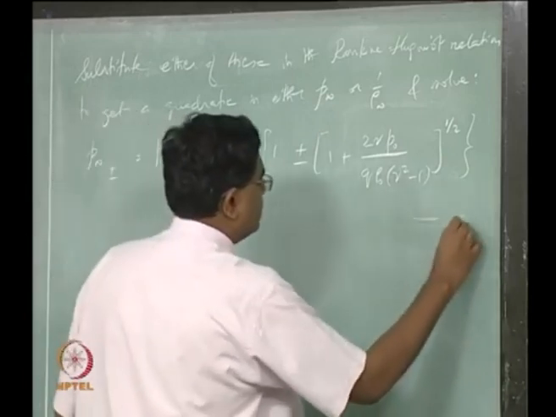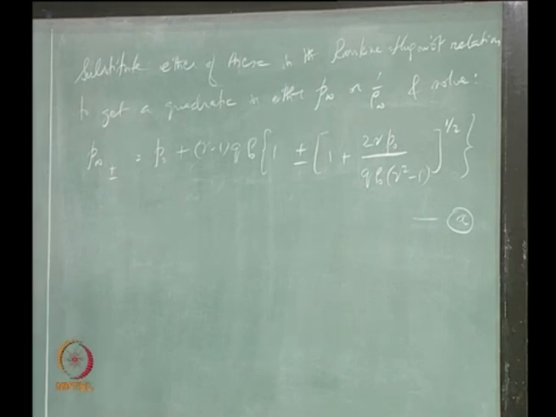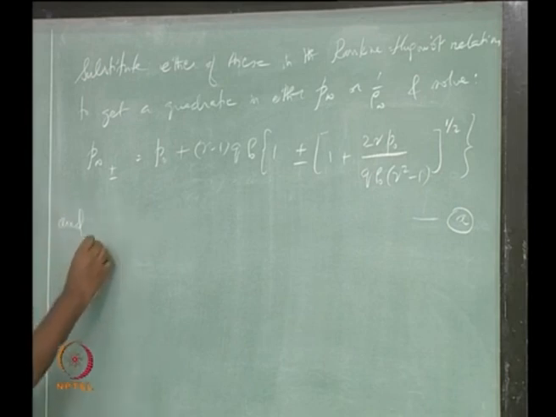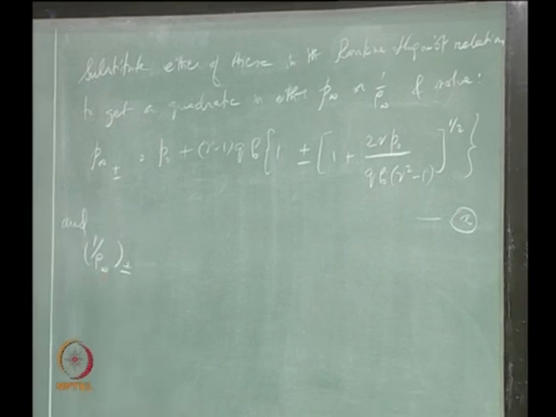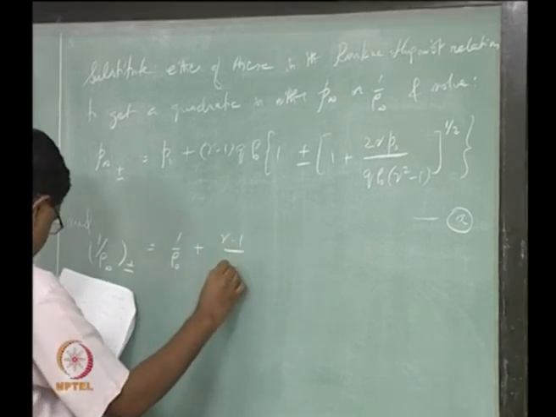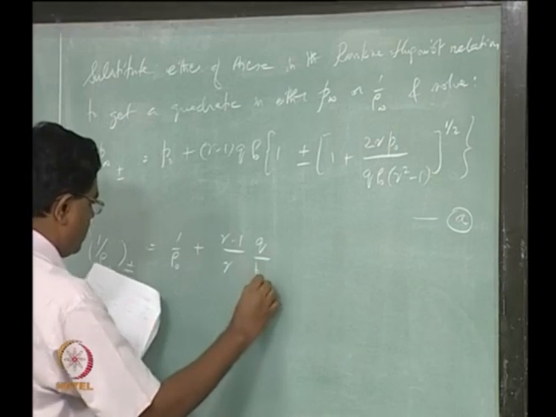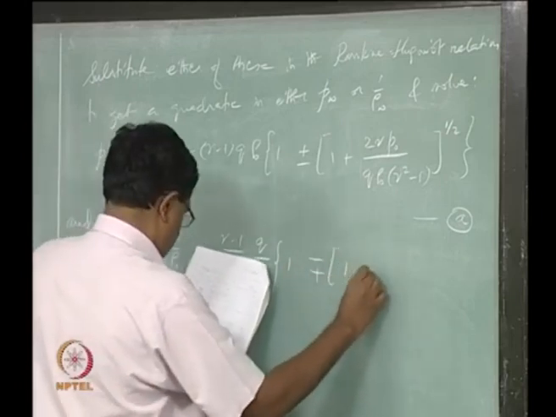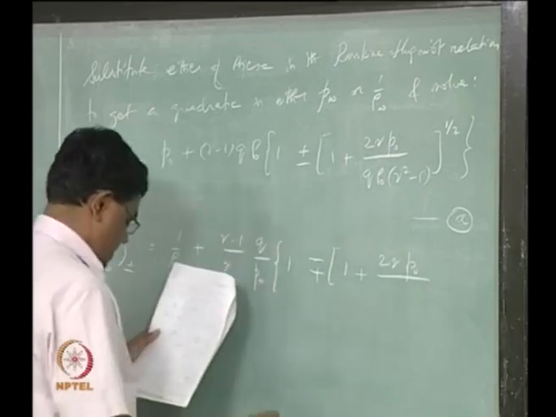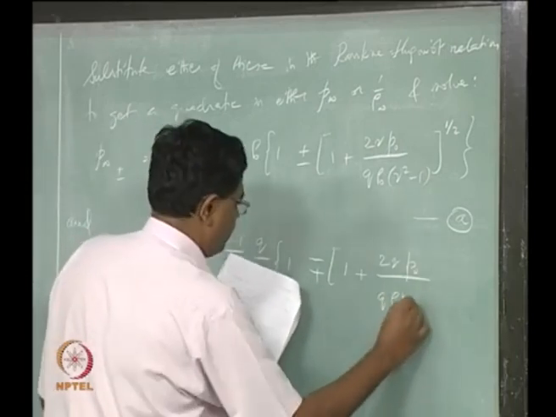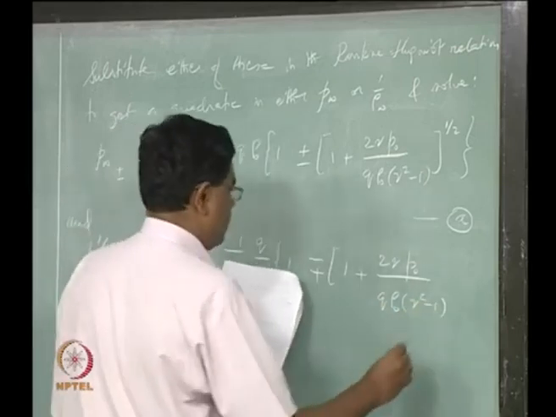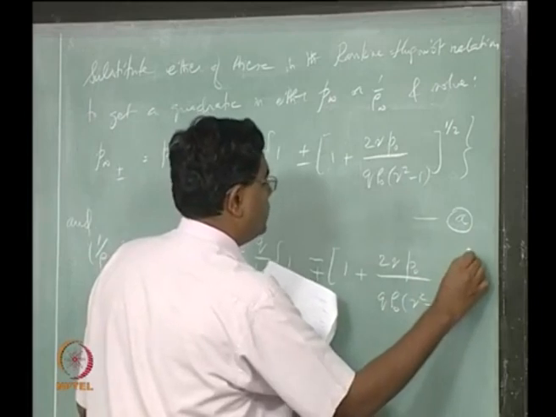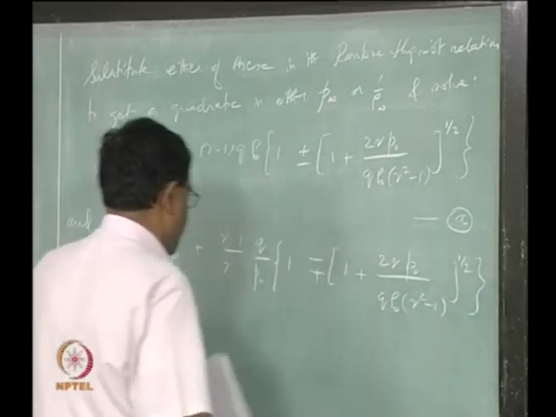Okay, now let's call this small a, the expression for P infinity plus or minus. And 1 over rho infinity plus or minus is equal to 1 over rho naught plus gamma minus 1 divided by gamma times Q divided by P naught times 1 minus or plus 1 plus 2 gamma P naught divided by Q rho naught times gamma squared minus 1, to the half. So that is kind of the same as what we had before, right? Okay.